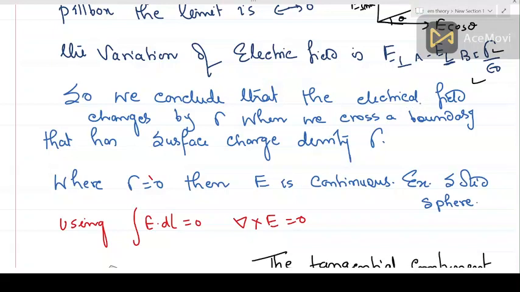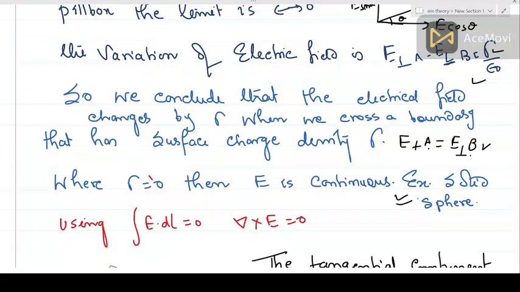Now if sigma is 0, meaning the charge is distributed inside and not on the surface, then E perpendicular above the surface will equal E perpendicular below the surface. A stands for above, B stands for below, and so the electric field is continuous. For example, a solid sphere.